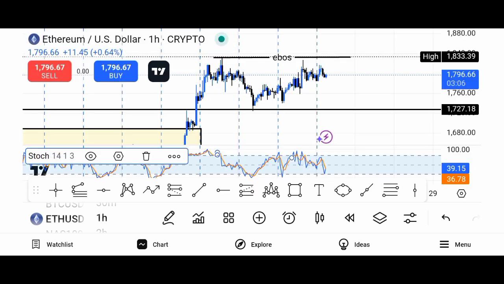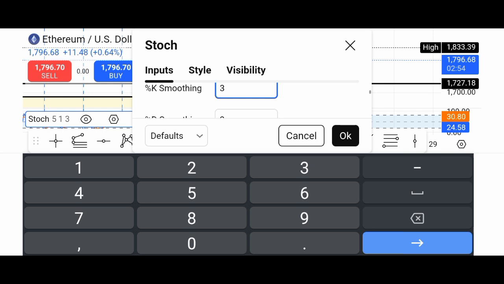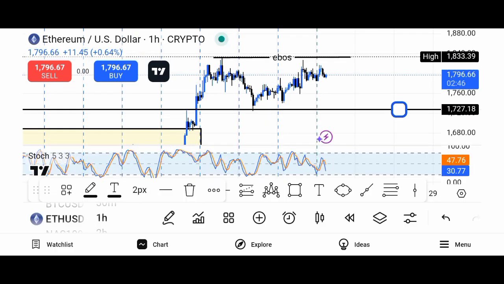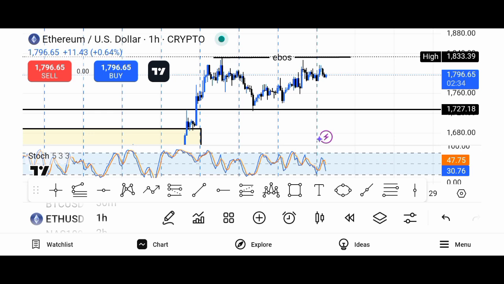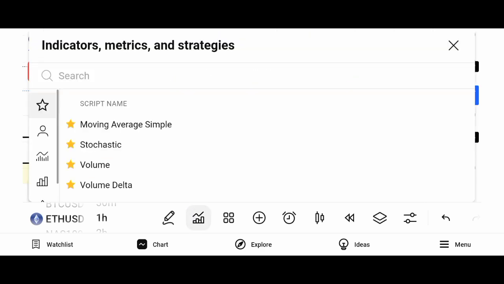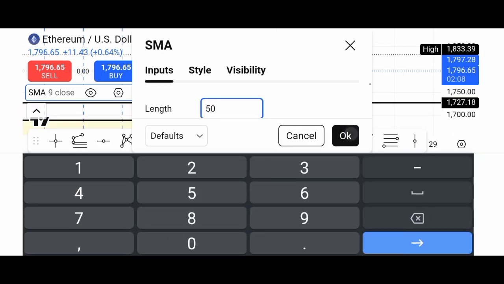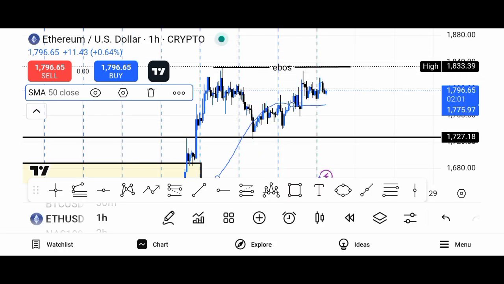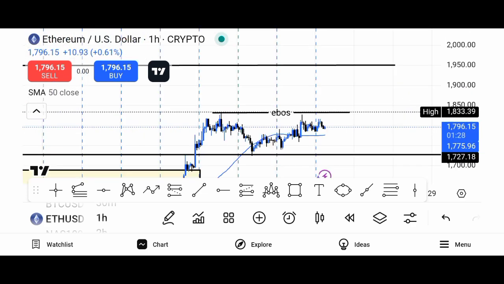I also use the stochastic indicator for confirmation, but I don't normally use it anymore because sometimes it makes my chart complicated for me. Now looking at it, this is still in neutral. If you want to use a moving average also, you could change to use the moving average. I normally use the 50 for the overall trend. So the market is still neutral. If the market could break any structure now to the upside at this level, I'll be able to take a shot.